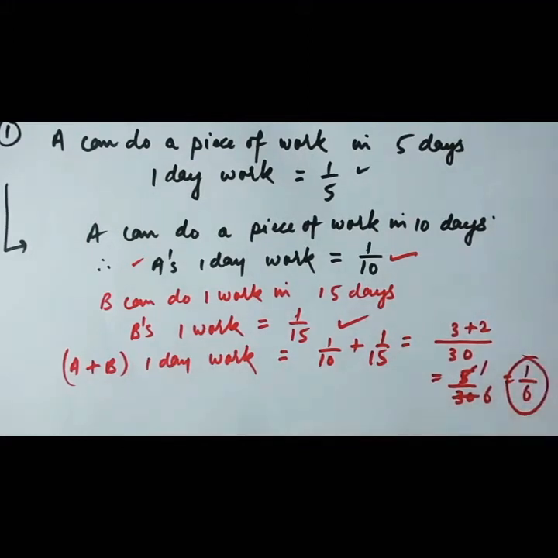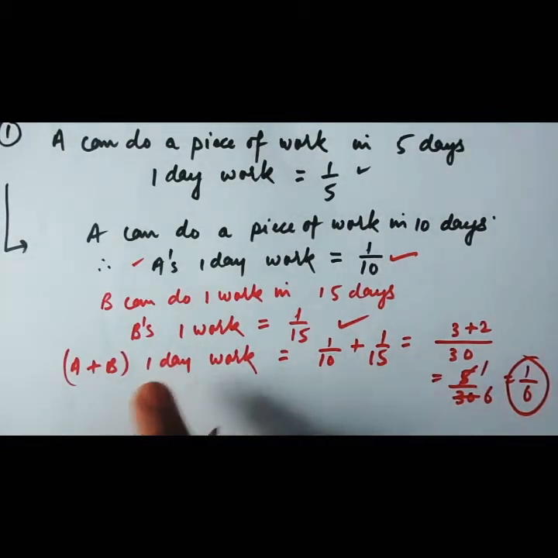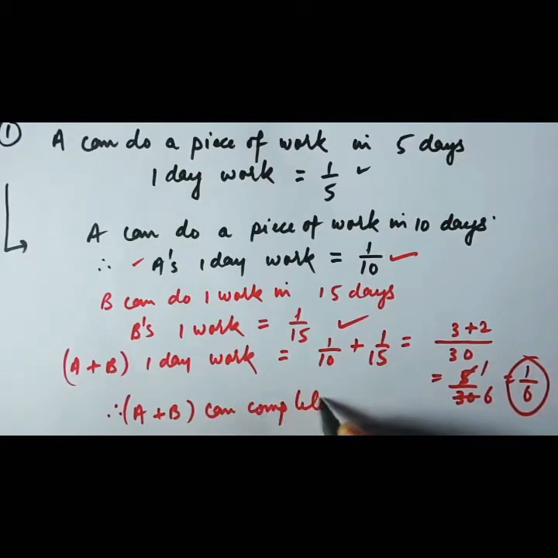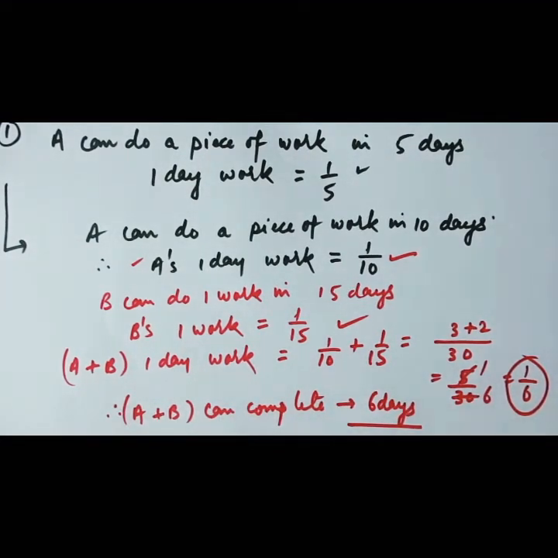See, now an important thing over here, if A and B's 1 day work is equal to 1 by 6, therefore A and B working together can complete the piece of work not in 1 by 6, but 6 by 1 days, in 6 days. So at the end, what you need to do, 1 day work should be converted into its reciprocal to find out the total number of days required to do the work.